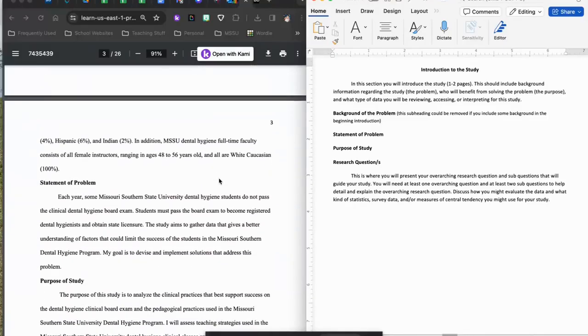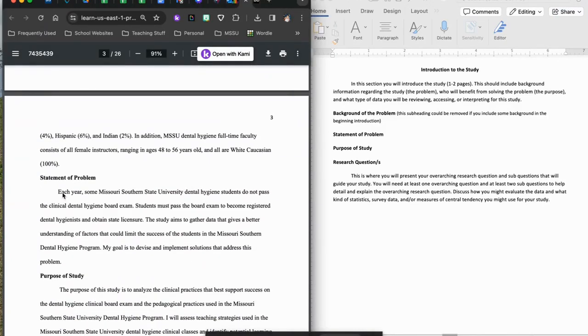So then next is the statement of the problem. Basically, you're just going to put out there what problem you saw that led to you writing your research questions and developing this study. As you'll notice here, it talks about that the problem was that there were dental hygiene students who were not passing clinicals.